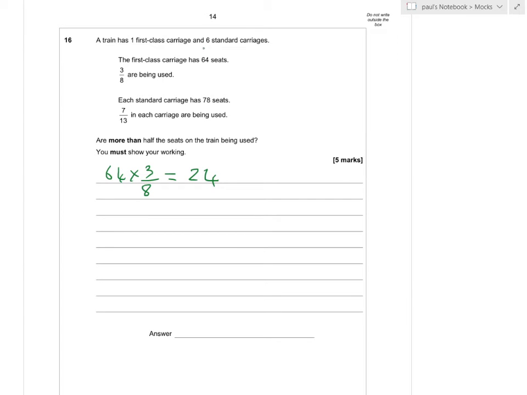The standard carriage, it's got 6 standard carriages, has 78 seats. So I'm going to do 78 times 6 to find out how many seats they've got, which is 468. Now I'm going to multiply that by 7/13 to see how many are used. Times 7 divided by 13 is 252. So now all together, 24 and 252 are the number of seats being used, 276. And are more than half the seats on the train being used?